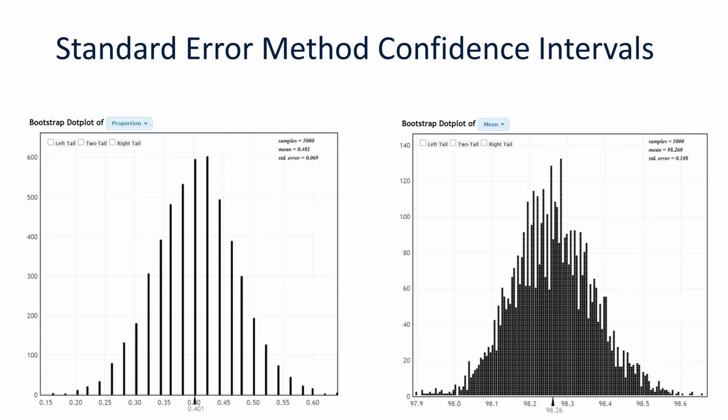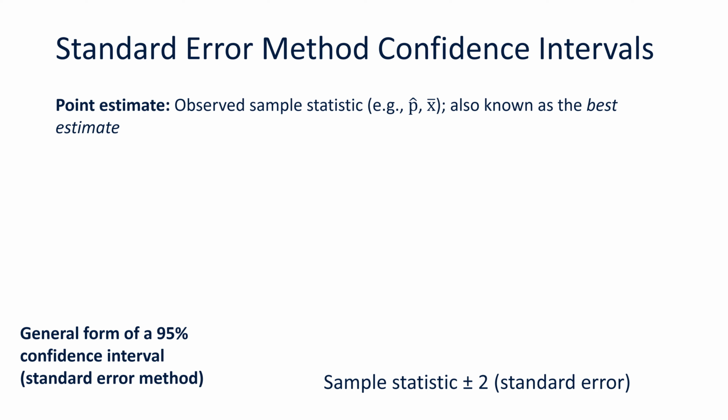We'll see these terms again in future lessons. The point estimate is the observed sample statistic, for example, sample proportion or sample mean. This is also known as the best estimate because if we're estimating a population parameter, the best estimate that we have is the sample statistic.